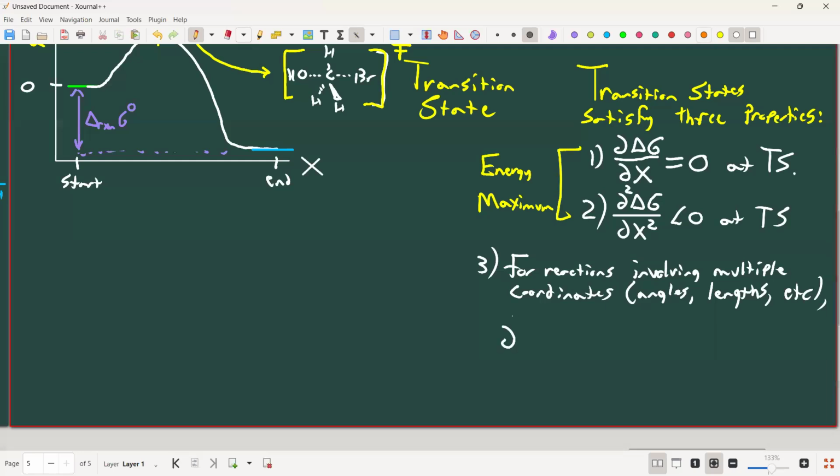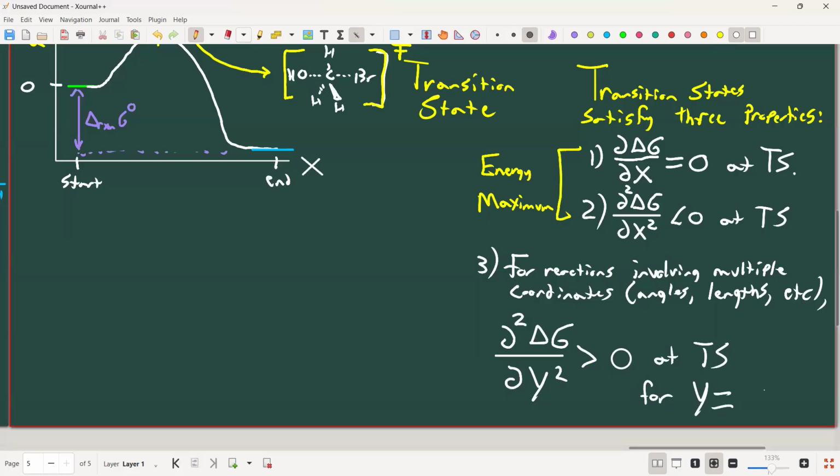Then it must satisfy that the energy is a minimum along all the other coordinates, for y not equal to x. So it's only a maximum along one coordinate. What that means is that you have a three-dimensional surface of energy. You have different coordinates and the energy changes depending on them, and only along one of them is it a maximum. All right, I can show you a really nice picture of this.